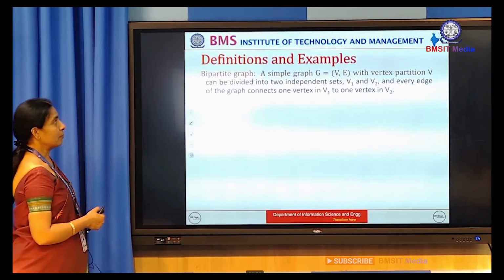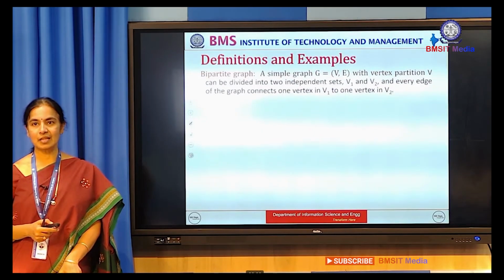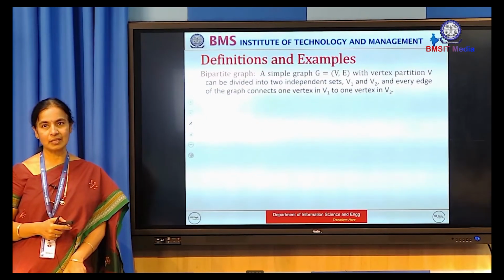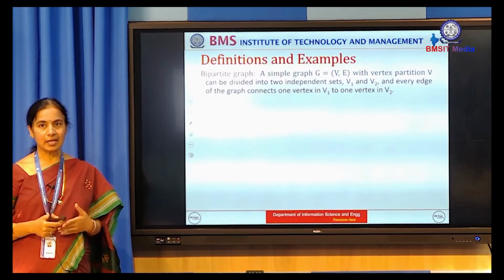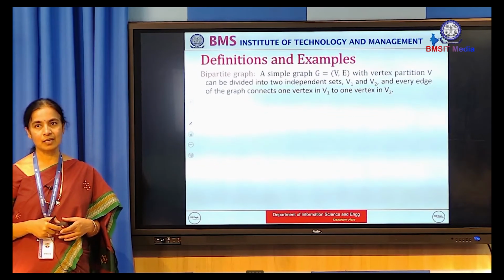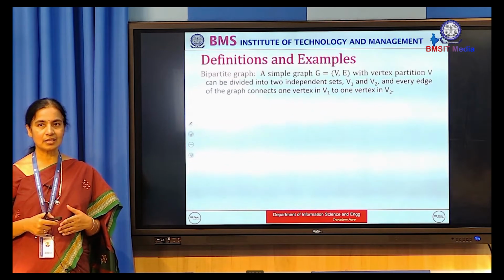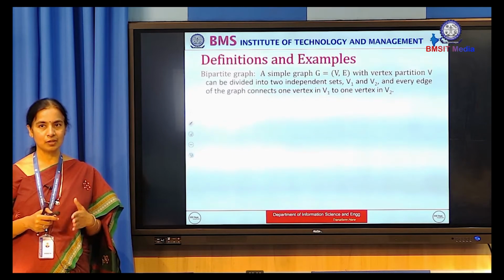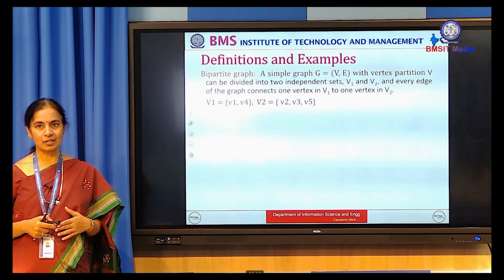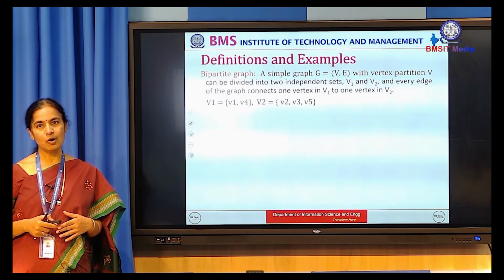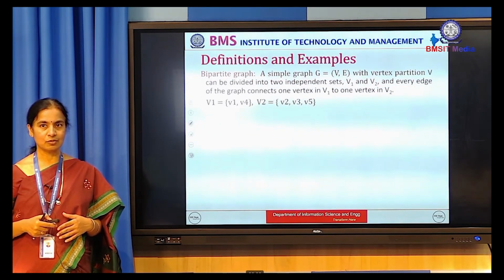Next we have a bipartite graph. A simple graph G equal to (V, E) with a vertex partition, where V can be divided into 2 independent sets V1 and V2, and every edge of the graph connects one vertex in V1 to one vertex in V2, is called a bipartite graph. In the case of a bipartite graph, we divide the vertices into two sets and try to connect them. Here I have divided the given vertices into two sets: V1 equals {V1, V4} and V2 equals {V2, V3, V5}. So I have two sets.